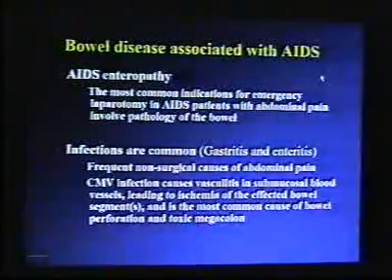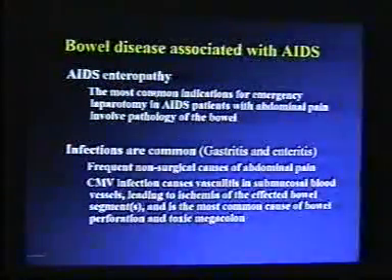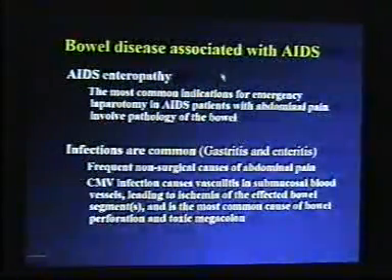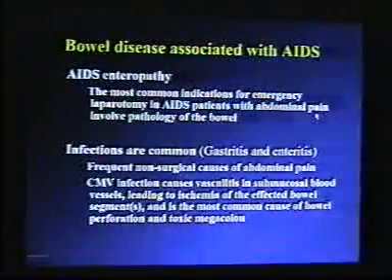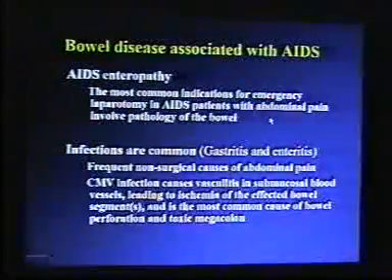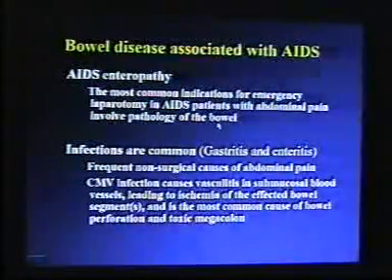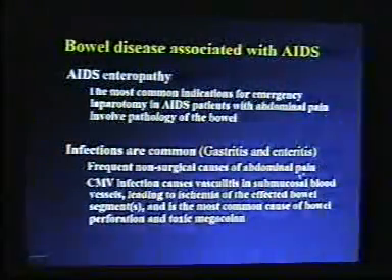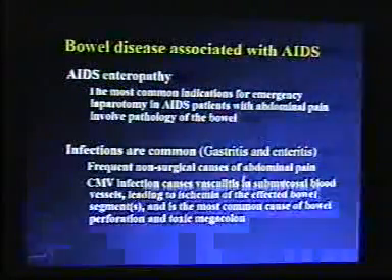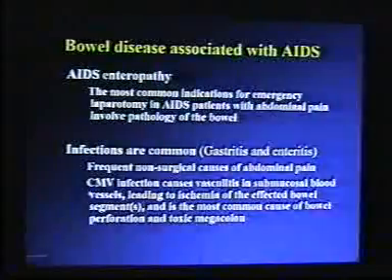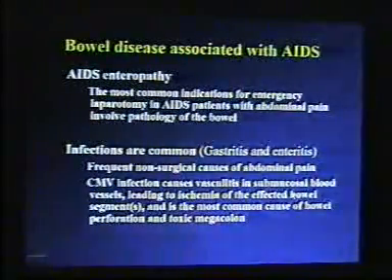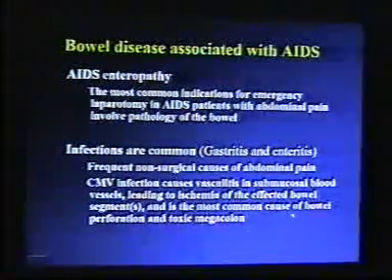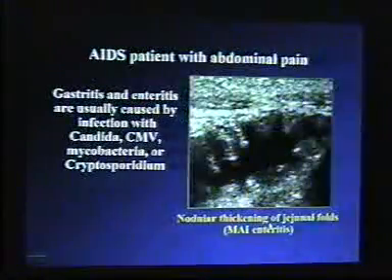Bowel disease associated with AIDS includes AIDS enteropathy, and infections which are common are gastritis and colitis. The most common indications for emergency laparotomy in AIDS patients with abdominal pain involve pathology of the bowel. The infections which are common are gastritis and enteritis, frequent non-surgical causes of abdominal pain. Cytomegalovirus infection causes vasculitis in submucosal blood vessels, leading to ischemia of the affected bowel segments, and is the most common cause of bowel perforation and toxic megacolon.